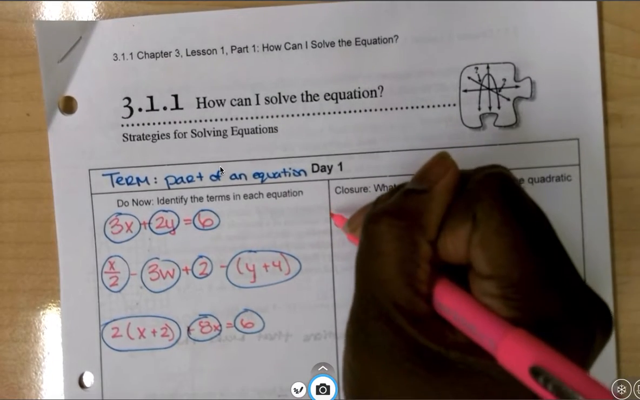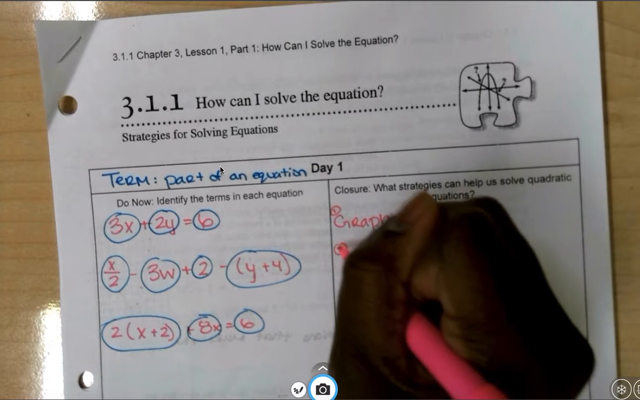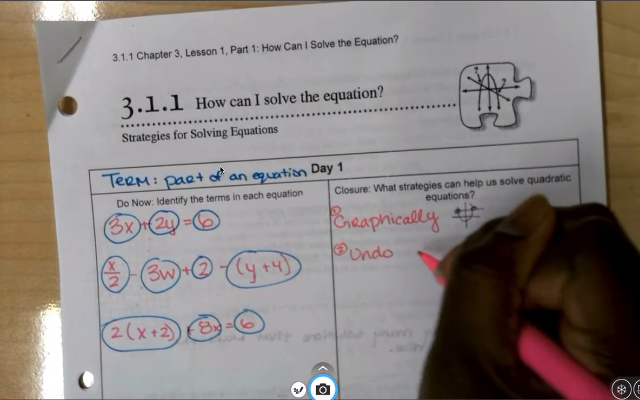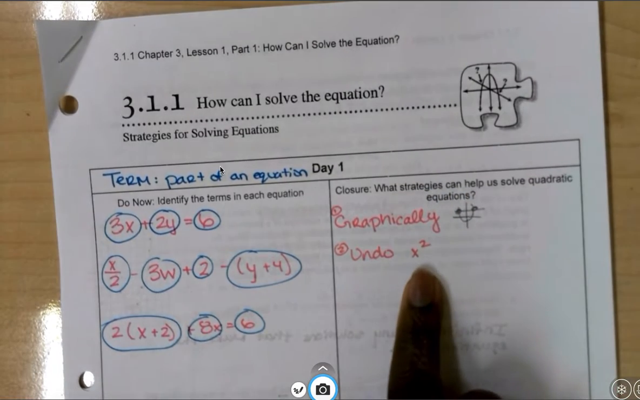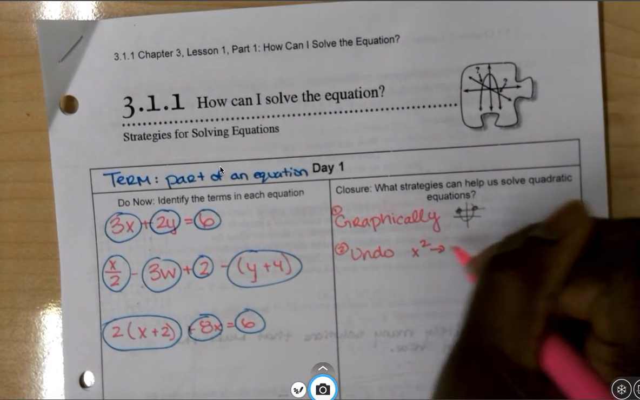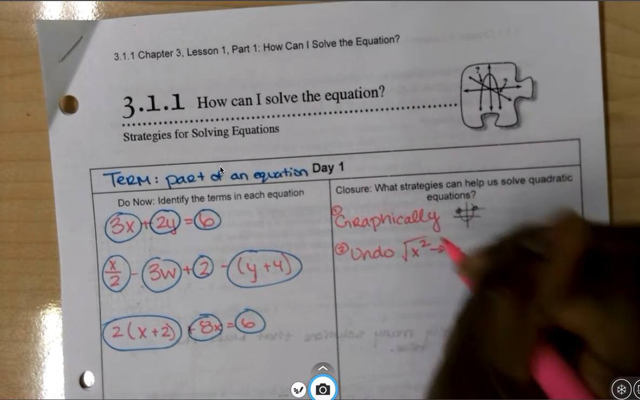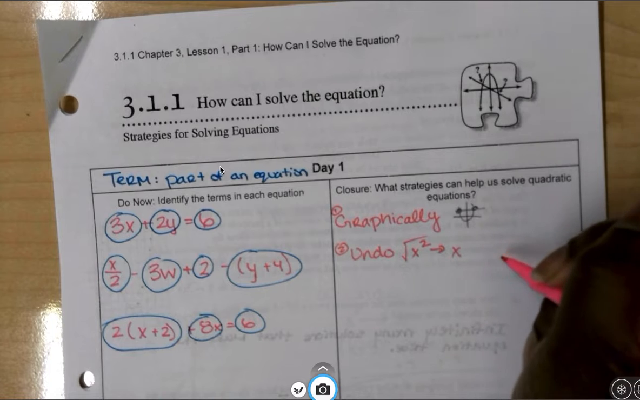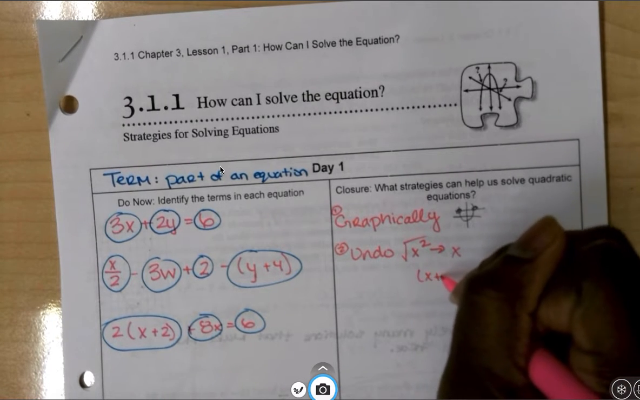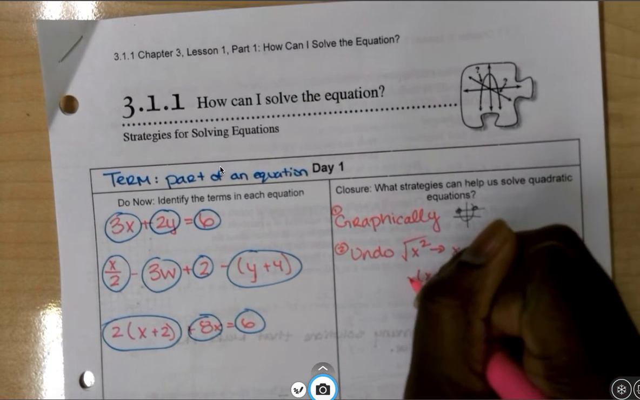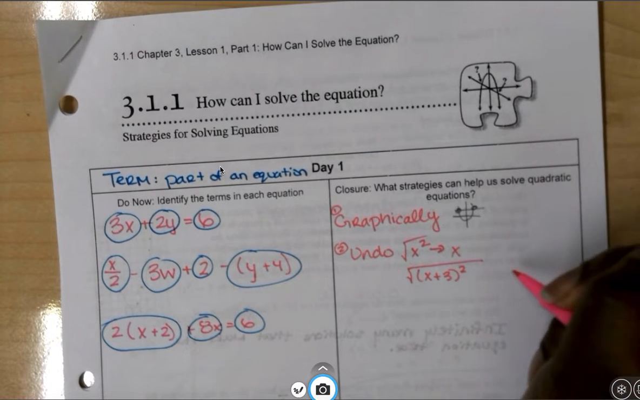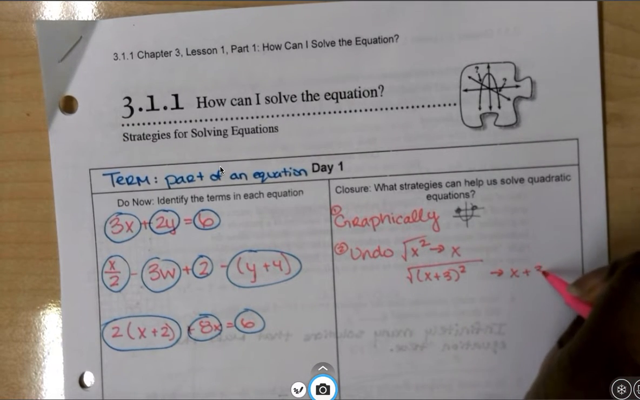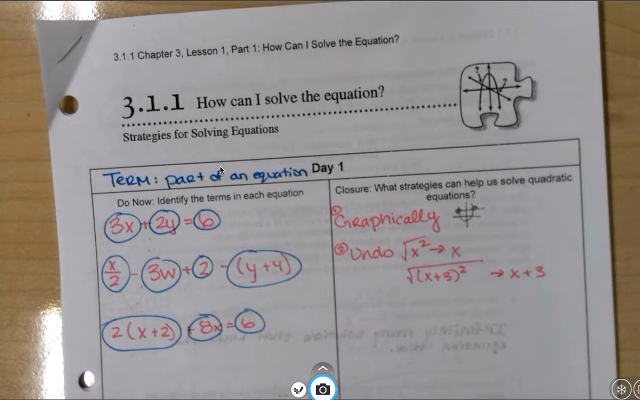We also learned how to undo in the last video, because we recognize that if something looks like x squared, if we take the square root, it'll become x. So another example could be if you have x plus 3 all squared, taking the square root of that would give us x plus 3. So by undoing the equation, we are able to make it easier to solve.